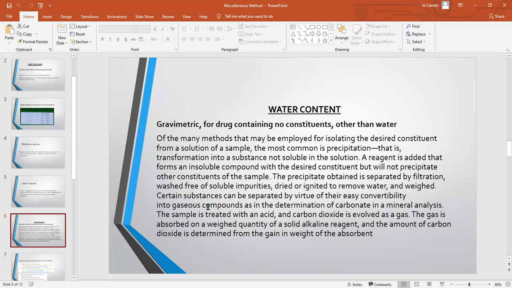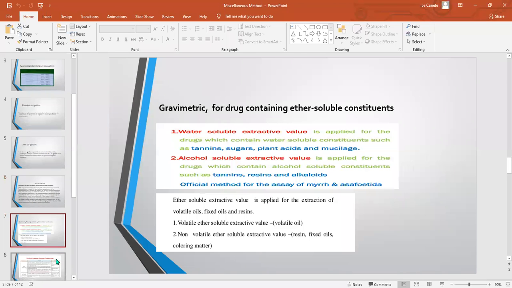and weighed. Certain substances can be separated by virtue of their convertibility to gaseous compounds, as in the determination of carbonate in mineral analysis. The sample is treated with an acid, and carbon dioxide is evolved as a gas. The gas is absorbed in a weighed quantity of a solid alkaline reagent, and the amount of carbon dioxide is determined from the gain in weight of the absorbent. Next is the gravimetric for drugs containing ether soluble constituents.